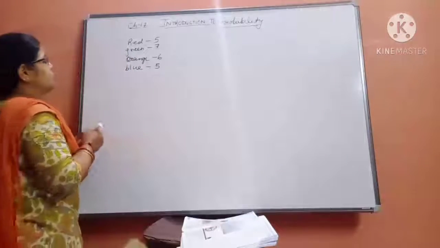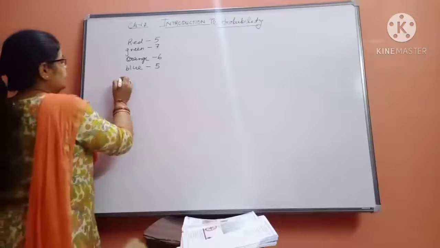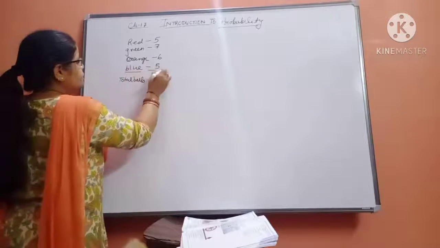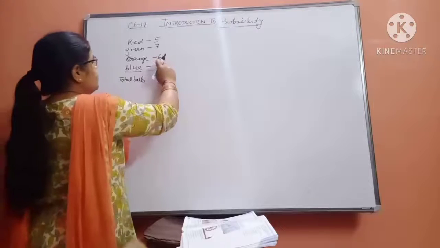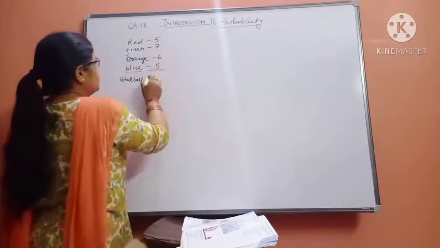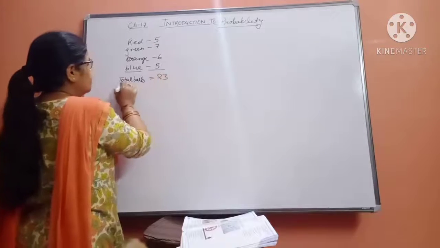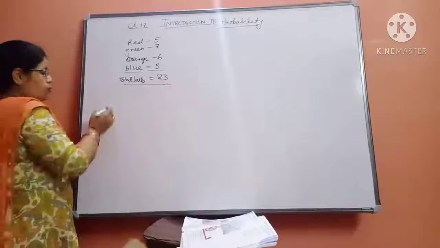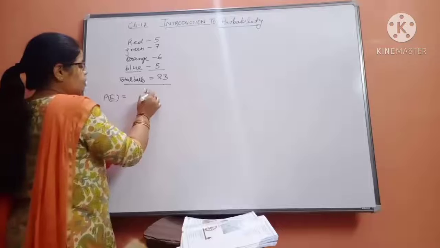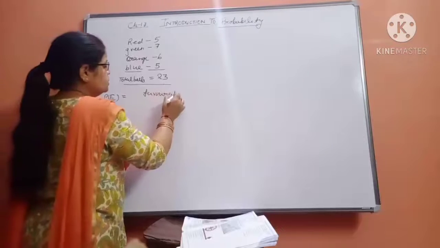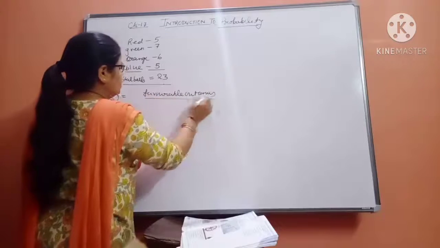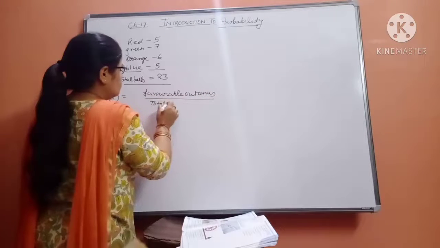First of all, what you will do is find the total number of balls. Add them: 6 plus 5, 11. 11 plus 7, 18. 18 plus 5, 23. Total balls will be 23. Now, the probability of an event is equal to, what was the formula? Favorable outcomes upon total outcomes.